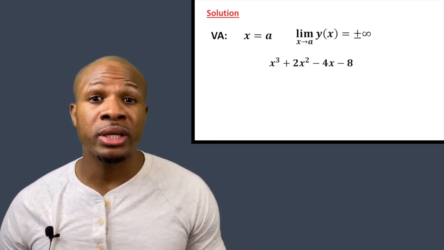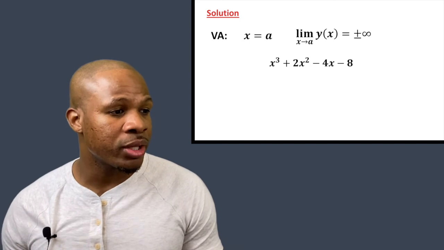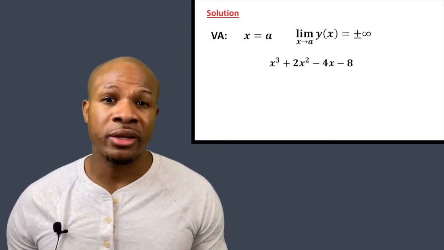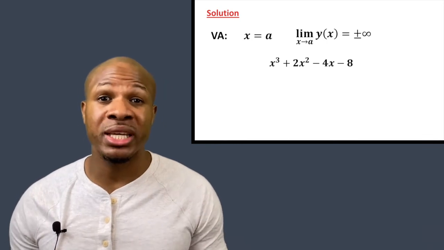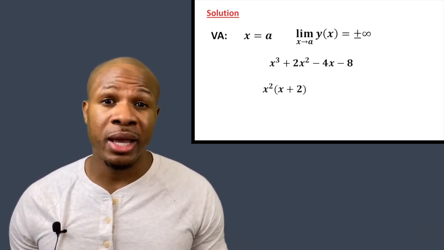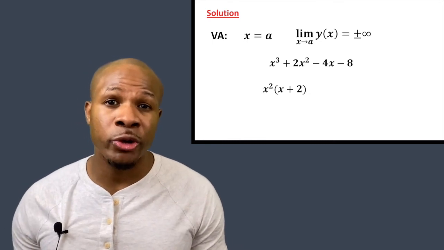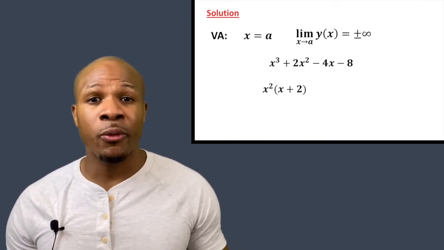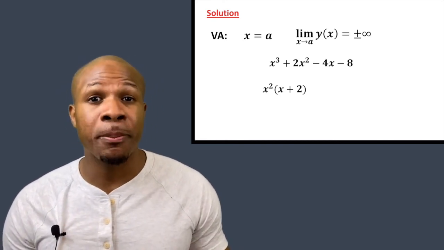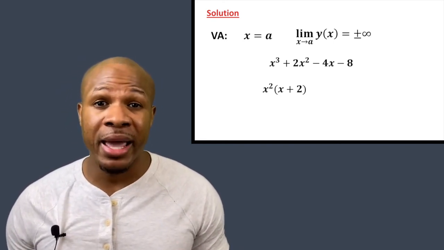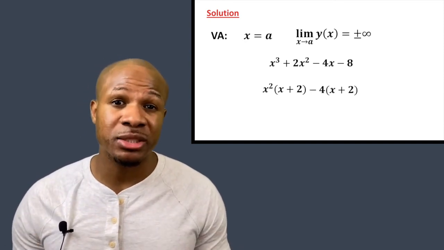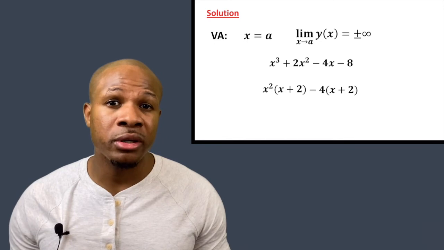The polynomial in the denominator is x to the 3 plus 2x squared minus 4x minus 8. So once again, let's go ahead and factor this polynomial. So we're going to take x to the 3 plus 2x squared and factor that term. And when we factor that, we pull out an x squared, and we get x squared times x plus 2. And now we're going to factor the second half of the polynomial, which is the minus 4x minus 8. And we can factor that half by factoring out a minus 4, and we get minus 4 times x plus 2.